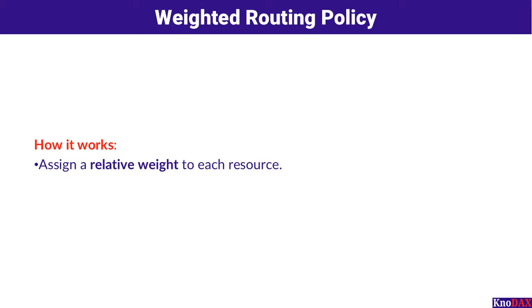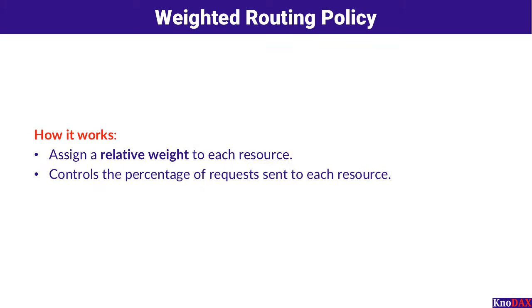This is achieved by assigning a relative weight to each resource. For example, you can control what percentage of DNS queries go to specific resources by adjusting their assigned weight. It's important to note that the total weight doesn't need to equal 100, making it flexible for various traffic distribution scenarios. This routing policy is ideal for use cases like traffic splitting during application testing or gradual feature rollouts.